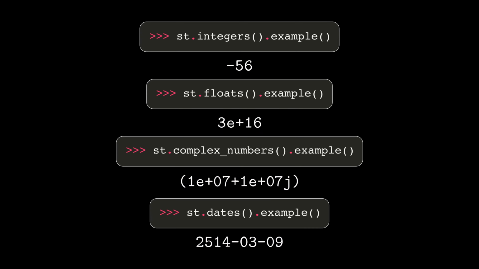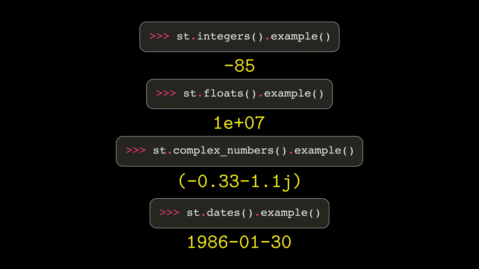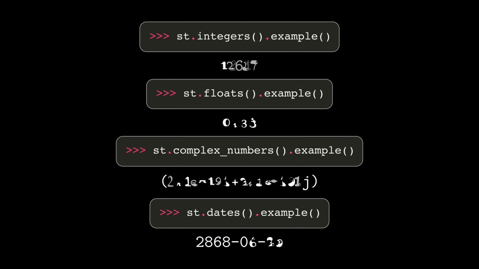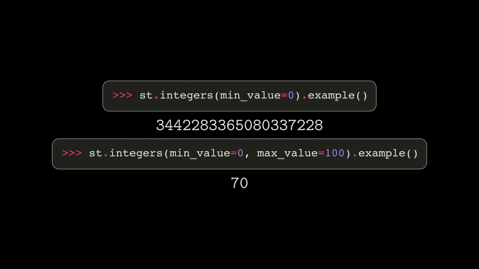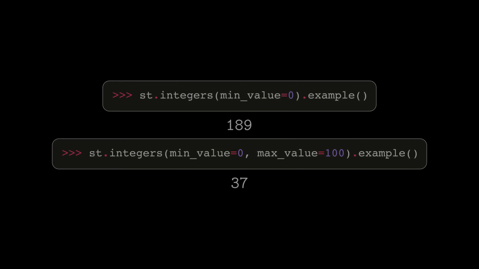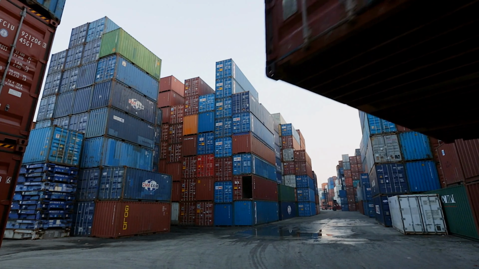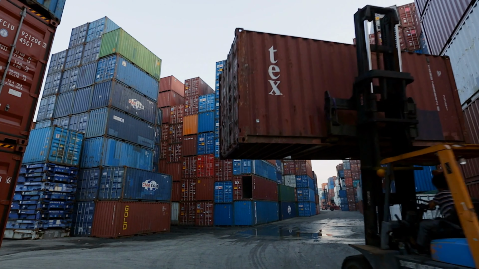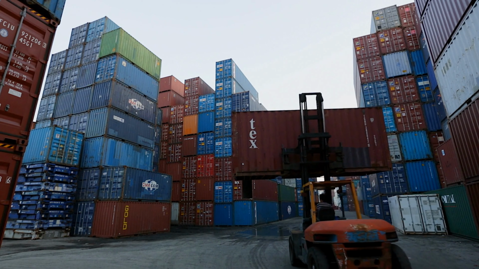Hypothesis has strategies for other scalar types as well, including integers, floats, complex numbers, and dates, just to name a few. Strategies can be customized. Here, we set the min value to be 0 for both of these strategies and max value to 100 for the second strategy. Beyond these scalar types, Hypothesis has several strategies for constructing containers composed of other types.